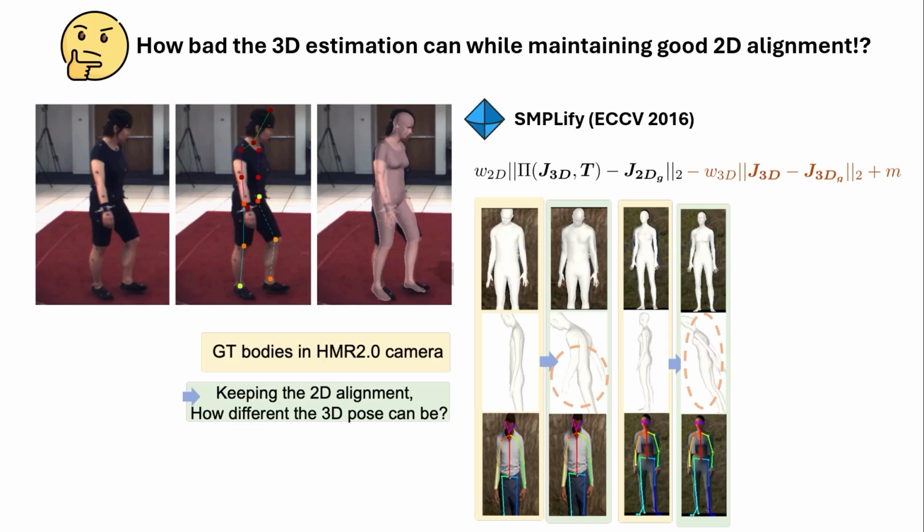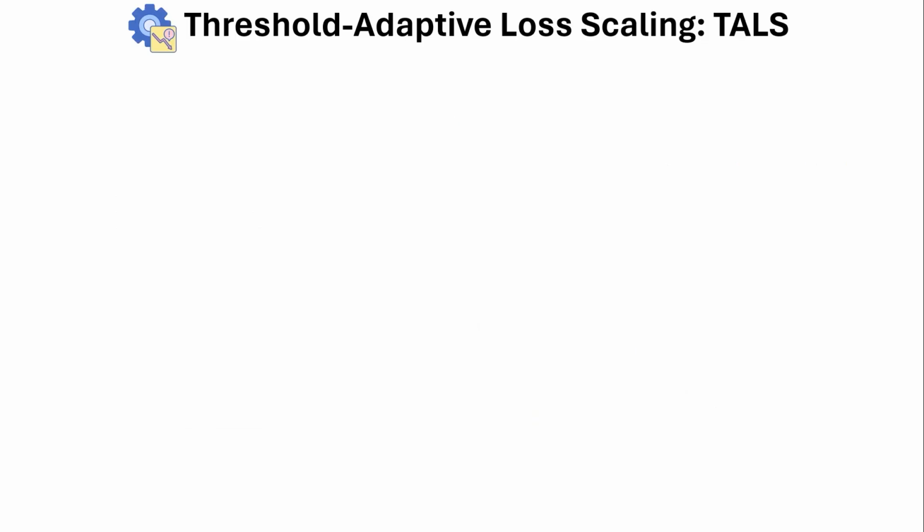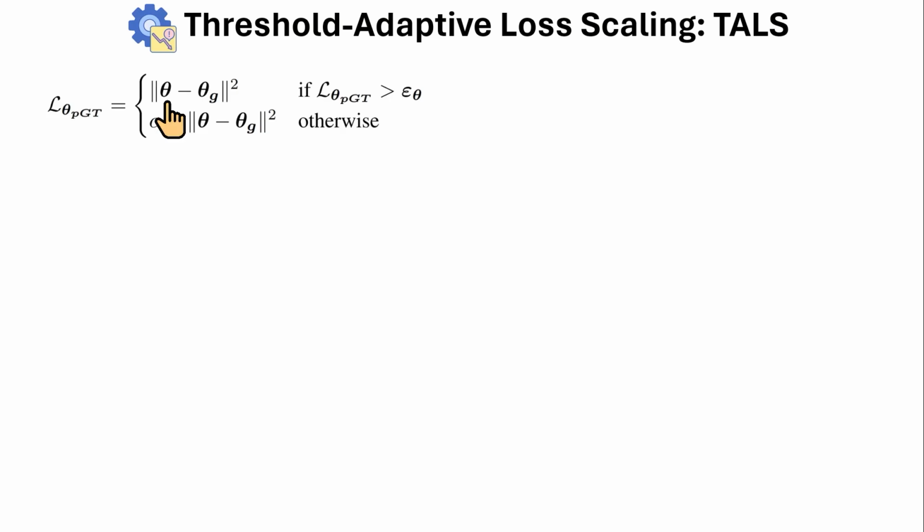And now let's just see what they have proposed to solve this issue. They are proposing a new loss function called Threshold Adaptive Loss Scaling, or TALS. And the definition is very simple. They just look at the difference between the estimated pose parameters and the ground truth pose parameters, and they try to minimize it, but only if the loss is larger than a threshold. If it is less than a threshold, then they do the same thing but multiply it with a scale. And this scale should be a very small value so as to penalize the model less.